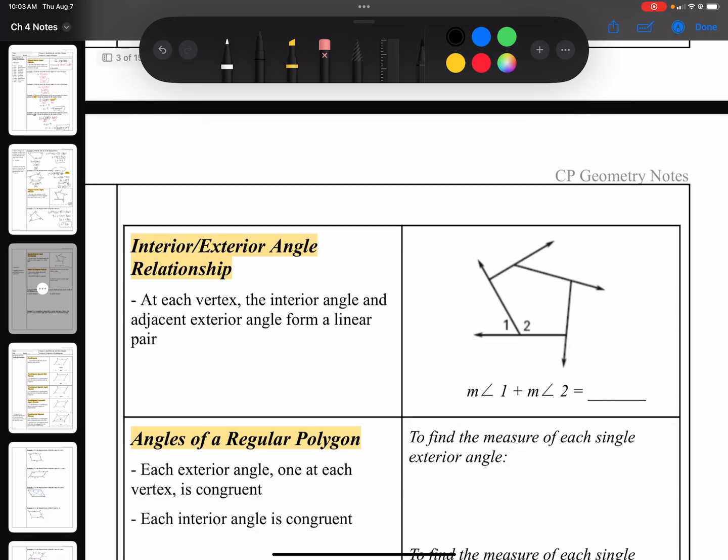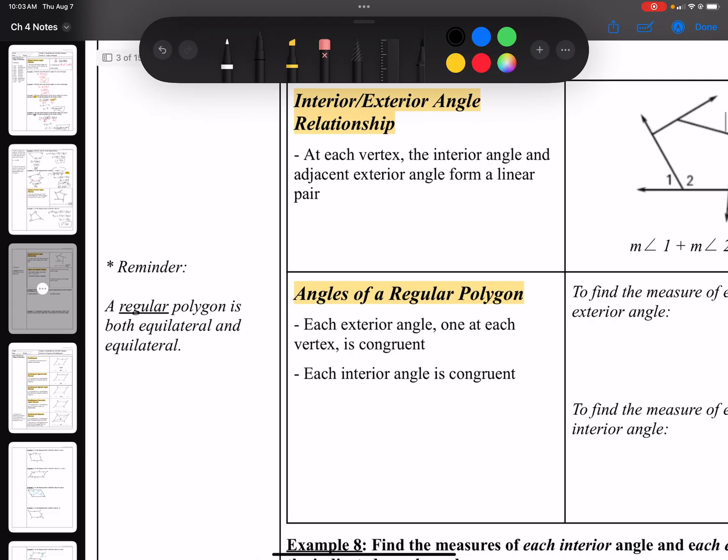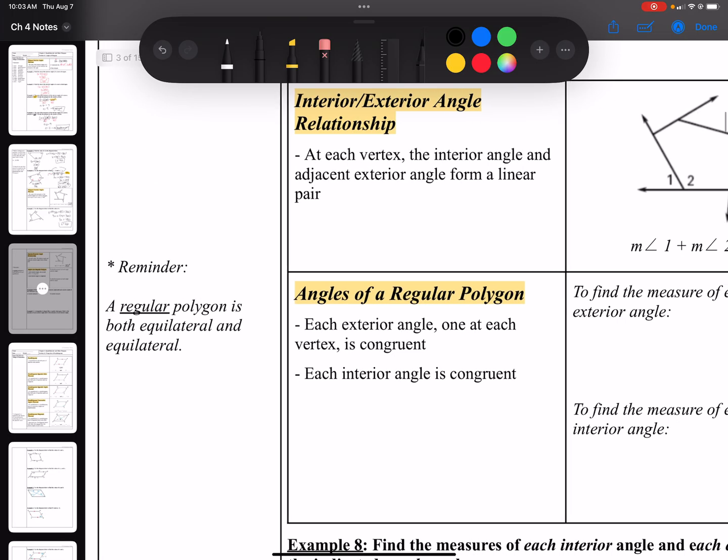Now, let's talk about the relationship between an interior angle and an exterior angle located at each vertex. At each vertex, the interior angle and adjacent exterior angle form a linear pair, which means in this diagram, angle 1 plus angle 2 has to equal 180. So why is that important? Because we can use that idea to figure out angle measures of regular polygons.